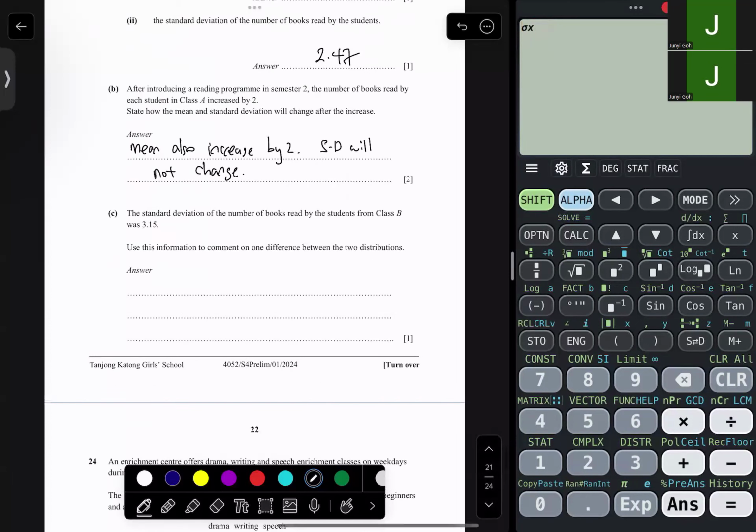Okay, the standard deviation of the books read by students from class B was 3.15. Use this information to comment on one difference between the two distributions. Okay, so we can claim that class A are more consistent with the number of books read.